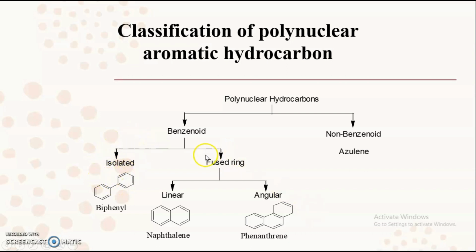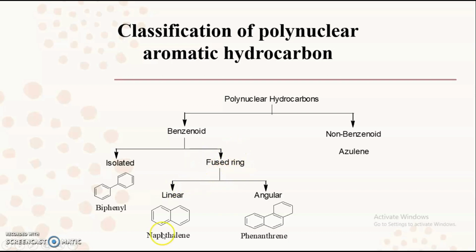While in case of the fused rings, there is a presence of two rings which are fused to each other. In this case also there is a presence of two rings. Here also there is a presence of two rings, but here these rings are fused, means they are connected to each other, while here they are not fused. That's why they are known as the isolated.